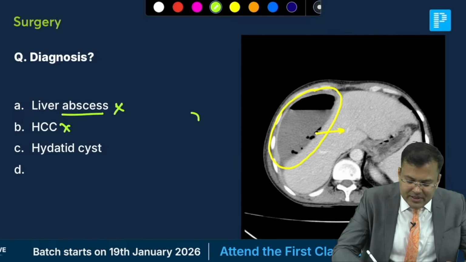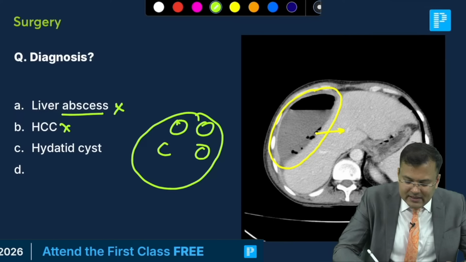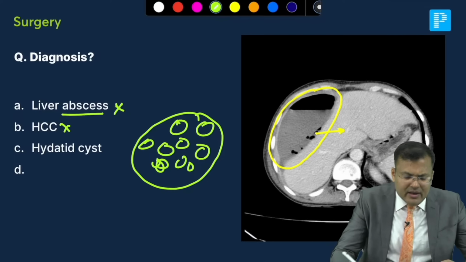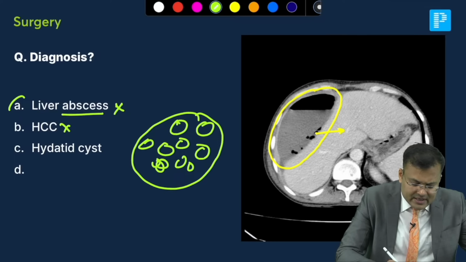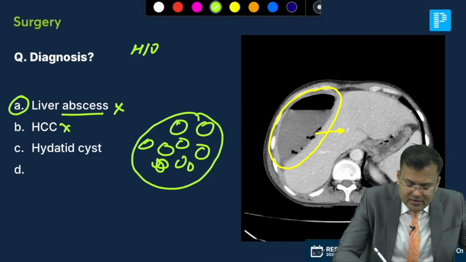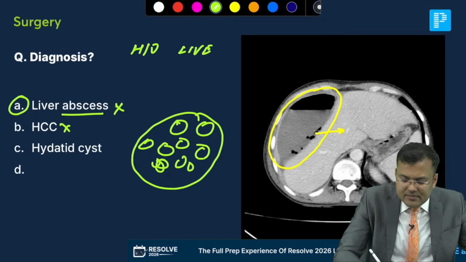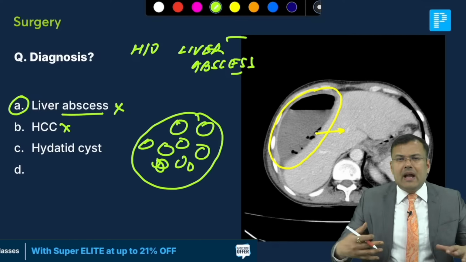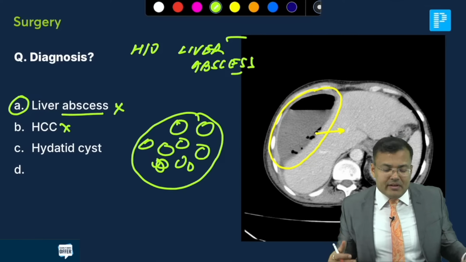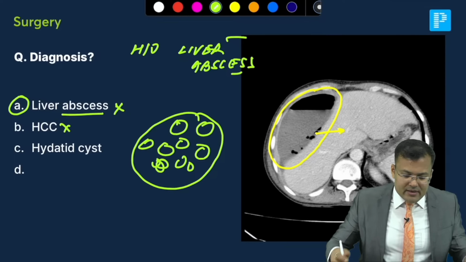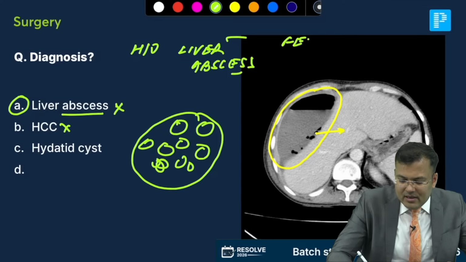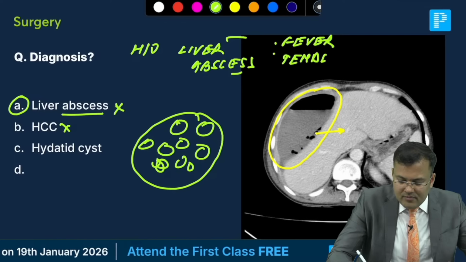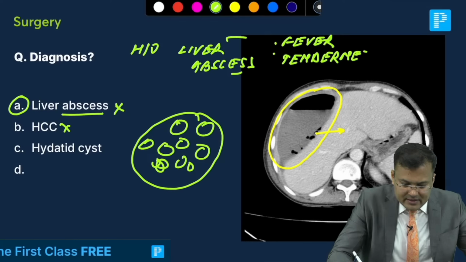In hydatid cyst, the picture is something like this. Inside the cyst, these are the lesions. A long history, okay. There is a long history suggestive of liver abscess. So the correct answer is A. There was a history suggestive of liver abscess. Means an alcoholic male, the patient is having pain in the right upper quadrant of the abdomen, fever with chills and rigor, anorexia, fatigue. Okay, fever was there, tenderness was there. The patient was having fever, pain and tenderness.